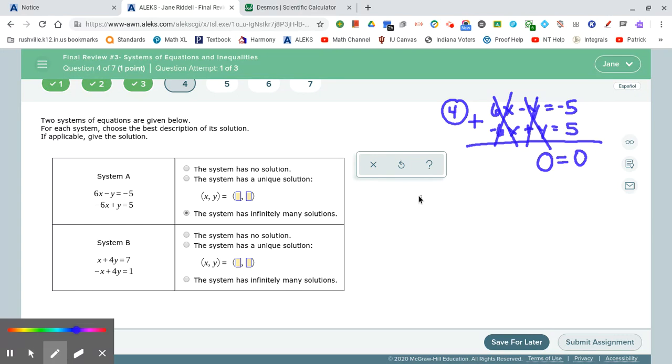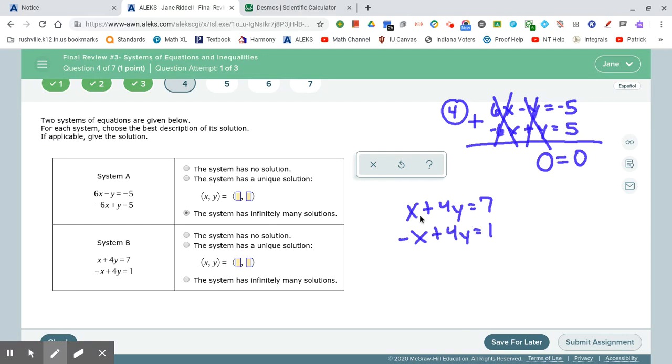The second system is x plus 4y equals 7, and negative x plus 4y equals 1. This is also set up for elimination. If I add these two together, x plus negative x cancel each other out. But 4y plus 4y, 4 plus 4, use Desmos if you need to, gives me positive 8y equals 7 plus 1, which would also be 8. So here, only one variable eliminated. In the first system, both of the variables eliminated, which is why it was either no solution or infinitely many. Here, I just need to keep solving, and I'll get my one unique solution.